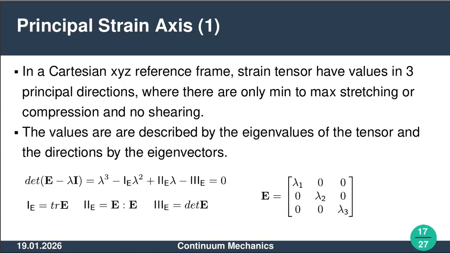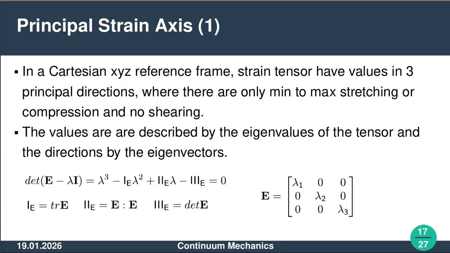So the starting equation in determining the eigenvalues and eigenvectors is the characteristic equation: determinant of open bracket E, the Lagrangian strain, minus lambda times identity, close bracket, is equal to lambda to the power of 3 minus I1(E) times lambda to the power of 2 plus I2(E) times lambda minus I3(E) equals 0. So in it, I1(E), I2(E), and I3(E) are invariants of the tensor. Like the name indicates, invariants of a tensor remain preserved even if the reference frame is changed.